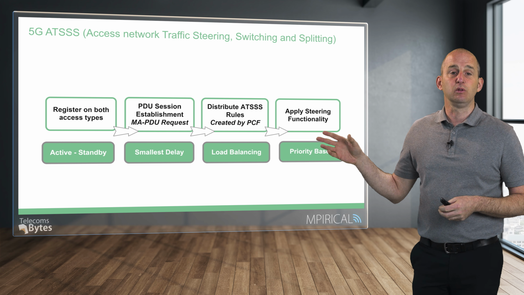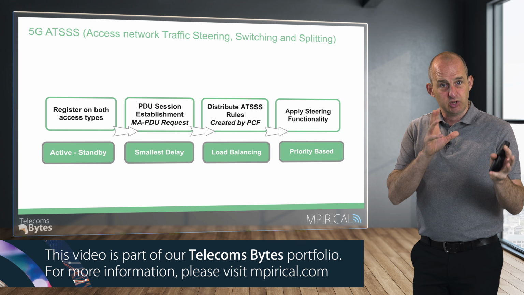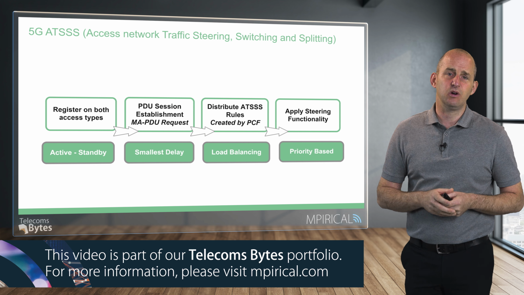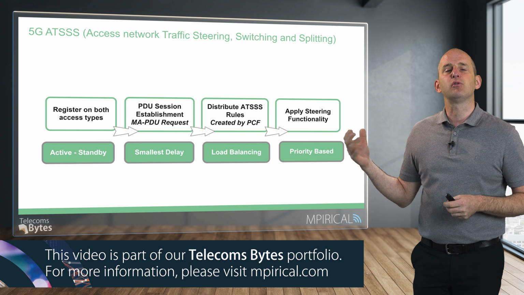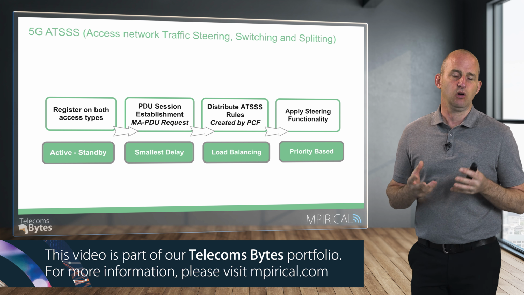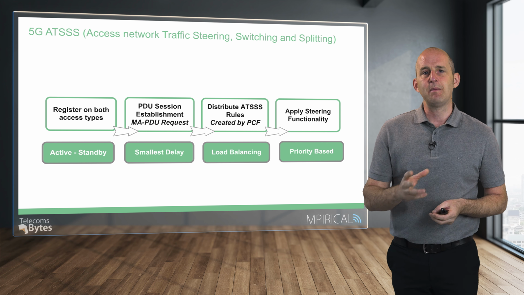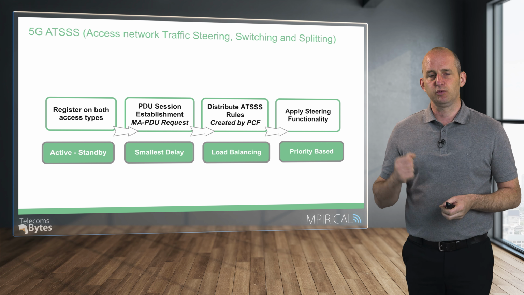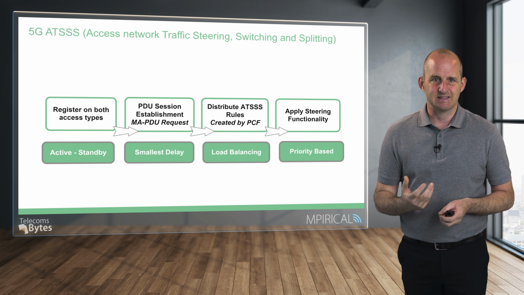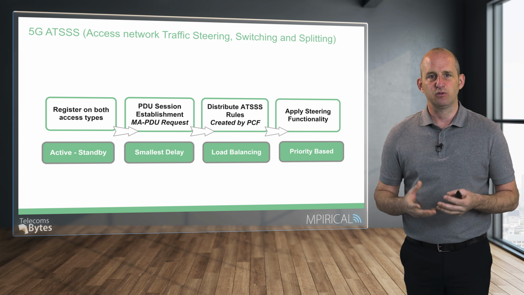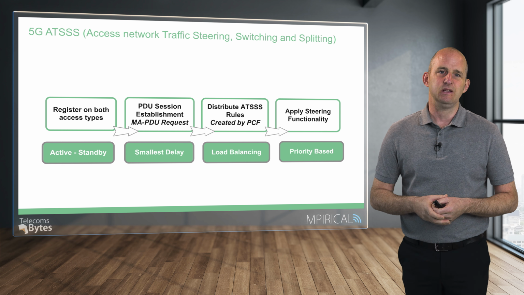We could have a simple load balancing mechanism, so we share the traffic across both networks, or it could be a priority-based mechanism alternatively. So remember, these ATSSS rules would need to be configured at the device if indeed the device is allowed to support multi-access PDU sessions.